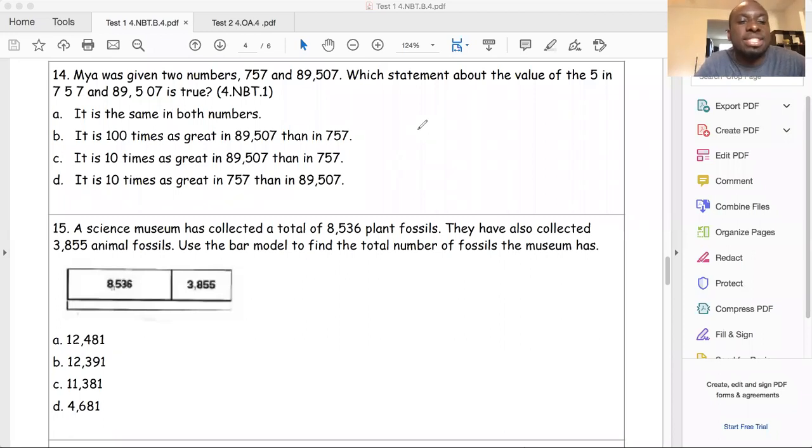It says Maya was given two numbers, 757, I'm going to write these down as I say them, and 89,507. And it says, which statement about the value of 5 in 757 and 89,507 is true.